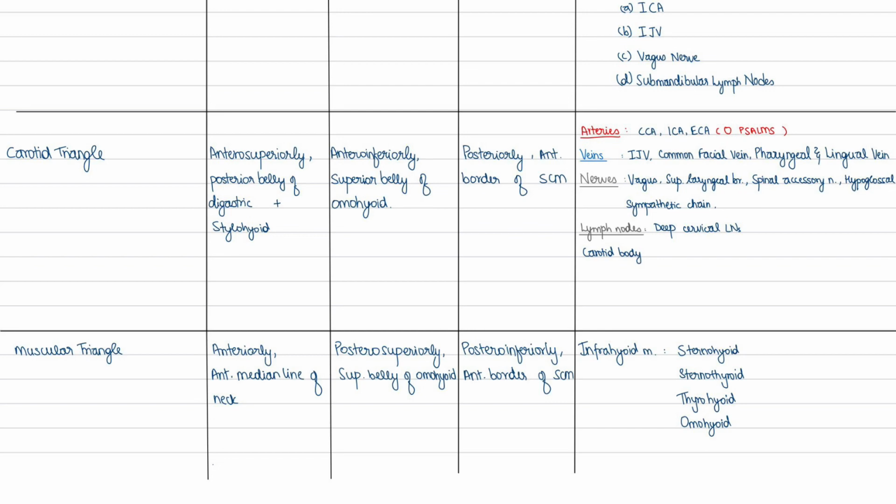So let's just revise all the infrahyoid muscles now. Sternohyoid, from the sternum to the hyoid bone. Sternothyroid, from sternum to thyroid. Thyrohyoid, from thyroid to the hyoid bone. And omohyoid.